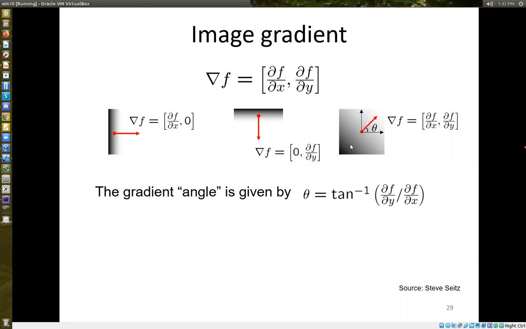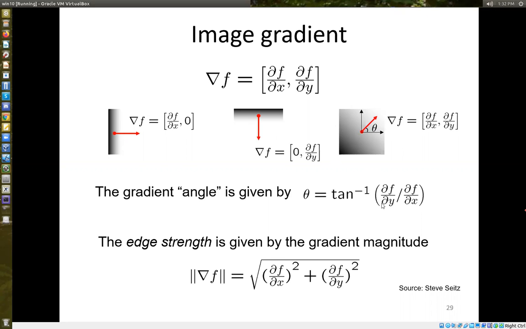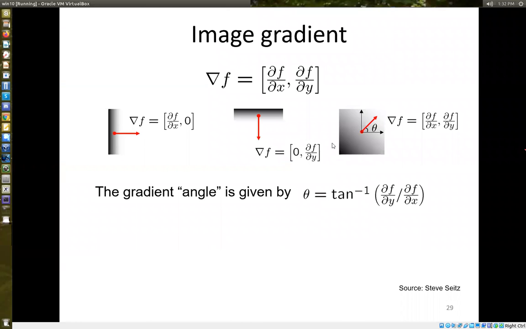And from this gradient here, we can actually find the orientation of the edge. So for example, if I have, it's not very apparent here, but say this is an edge here. From this gradient, we basically get the direction of the edge. Of course we can find the angle, just the inverse tangent of that. And the strength of that edge will be the magnitude of the gradient.